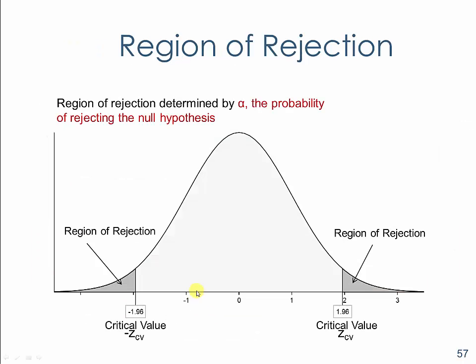In this example, we have an alpha, our level of significance, of 0.05. Because this is a two-tailed test, we divide the rejection region evenly between both tails, which puts us at a 0.025 level of significance on either side.